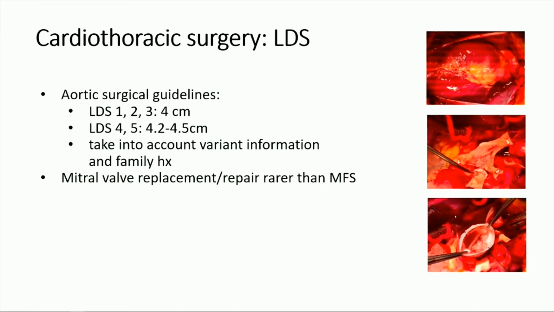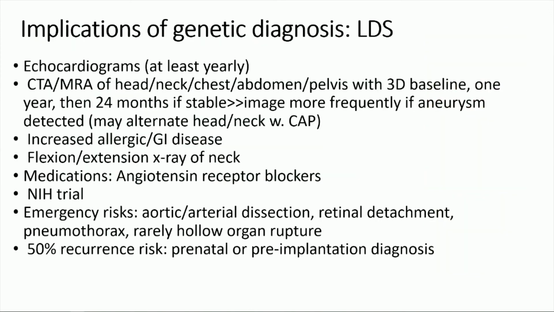And in this disorder, although there can be mitral valve issues, I would say it's much rarer than in Marfan syndrome. So again, implications of this diagnosis, we're still going to do echoes. You know, CTAs and MRAs, we're going to actually do head to pelvis, usually every 2 years, more frequently if anything is found. There is increased risk for allergic or GI disease, so oftentimes we need to get those colleagues involved.